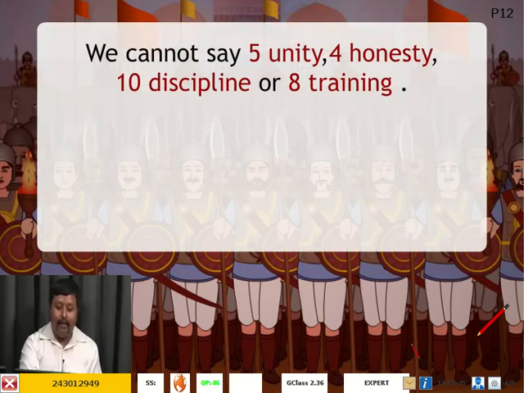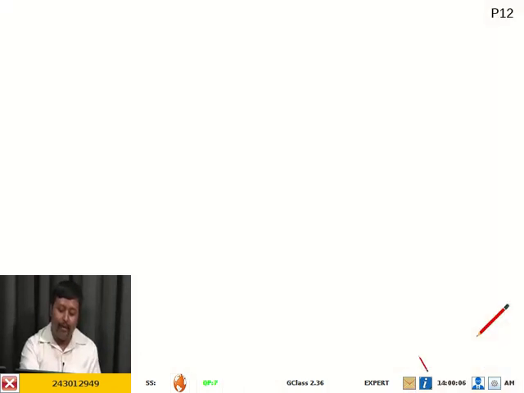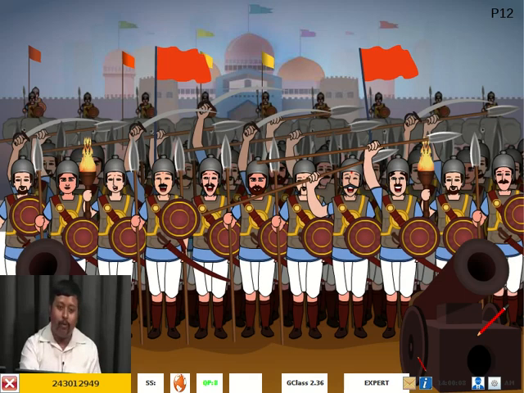Okay. Then look at these lines now. We cannot say 5 unity, 4 honesty, 10 discipline, or 8 training. But if they are not countable, how can we express them? We can express them like a lot of unity, some honesty, very disciplined, and well trained. Okay. Now the next step is what?